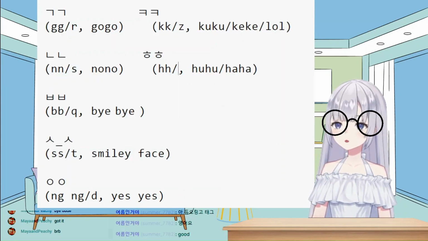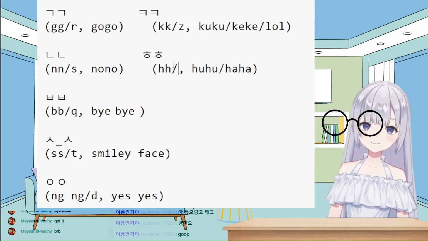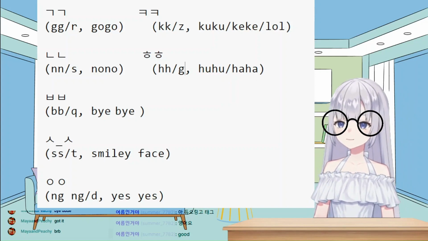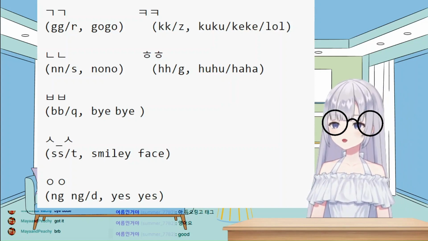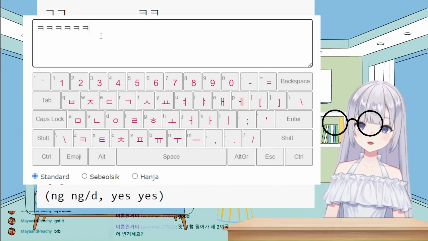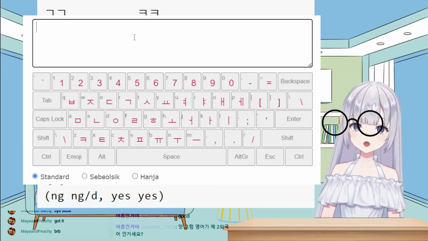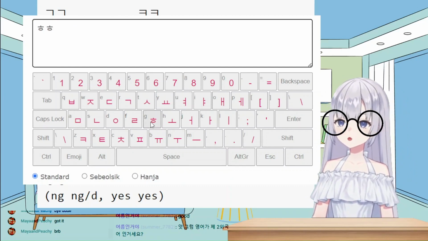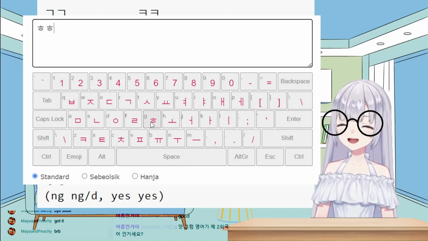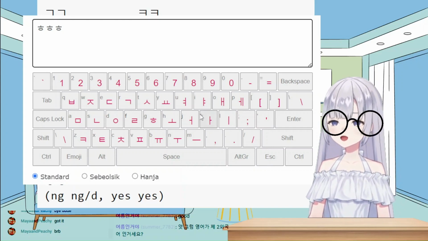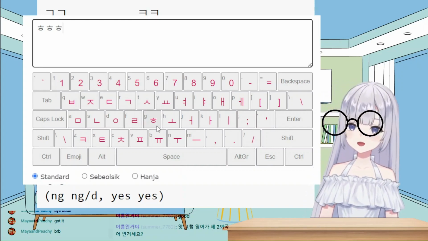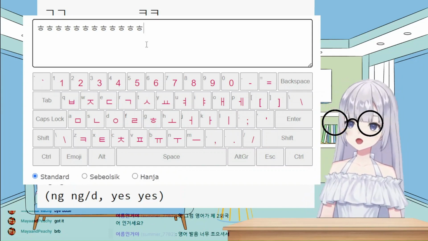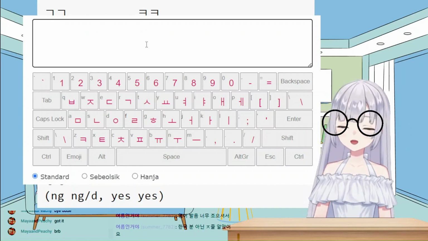The last letter, the H sound, is located at G in the English keyboard. So that'll be here. This is like kind of laughing, hee hee he, that kind of stuff. So you can also do this. G here.